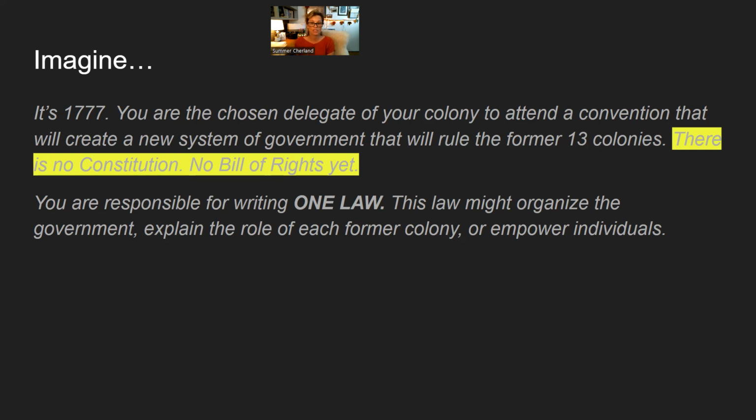You, as a delegate, are responsible for writing and proposing one law. You have to write one law or one rule. This law might organize the government, explain the role of each former colony, or empower individuals. I want you to take a moment, pause the recording, and draft your proposed law. Now, there's no right or wrong answer here. I just want you to write down, if you're one of the chosen delegates, what is a law that you would propose to this brand new government that would organize these 13 former colonies? Go ahead and pause the recording and write your law.